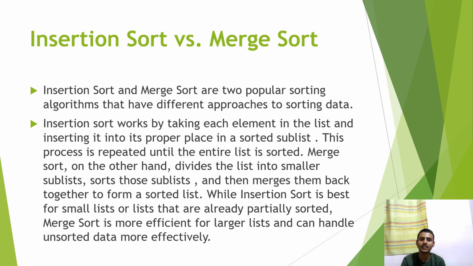Merge sort, on the other hand, divides the list into smaller sublists, sorts those sublists, and then merges them back together to form a sorted list. While insertion sort is best for small lists or lists that are already partially sorted, merge sort is more efficient for larger lists and can handle unsorted data more efficiently. Next, move to the next slide.